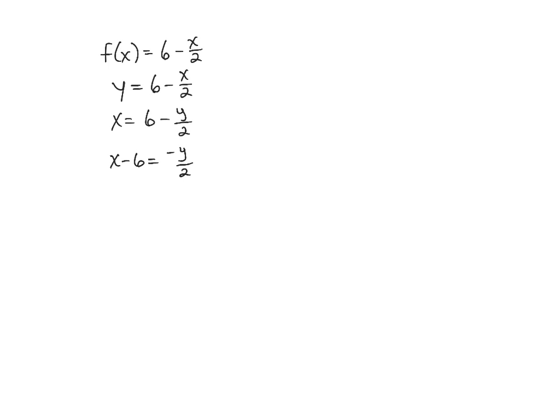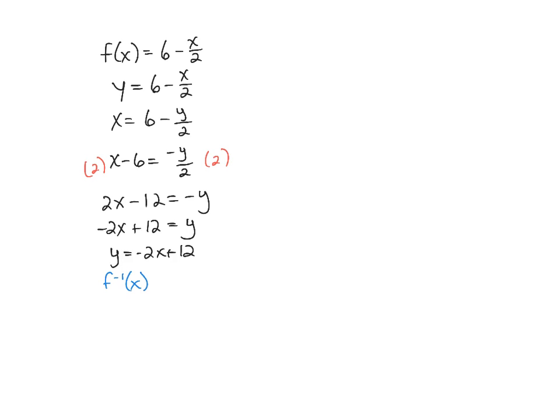Now to move the 2 to the other side, I'm going to multiply both sides by 2. So multiply both sides by 2. And on the left side, I'm going to need to distribute. So I get 2x minus 12 is equal to negative y. Then we divide everything by negative 1 to get rid of the negative before that y. So we get negative 2x plus 12 is equal to positive y, or y is equal to negative 2x plus 12. So the inverse function of f, or f to the negative 1 of x, is equal to negative 2x plus 12.